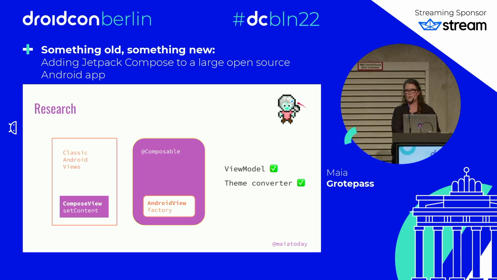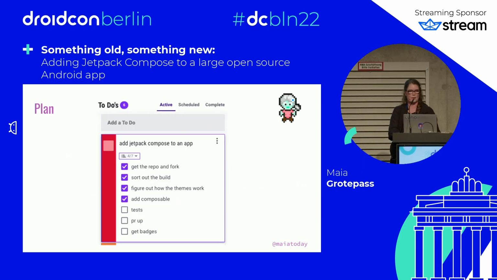At this point, I also created myself a starting character in the Habitica app, because I'm going to use this starting character as my test character to see the work that I'm doing in Compose. So I've got the character, and now I've got a plan. My first step is to write my plan down as a to-do. Here you'll see: get the repo, sort out the build, figure out how the themes work, add a composable, add some tests, put the PR up and get the badges.